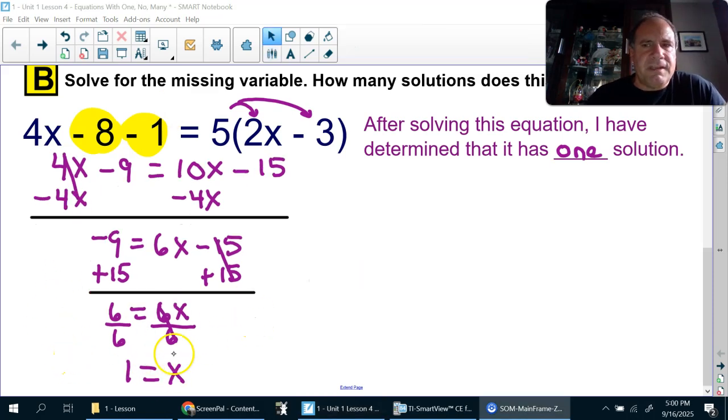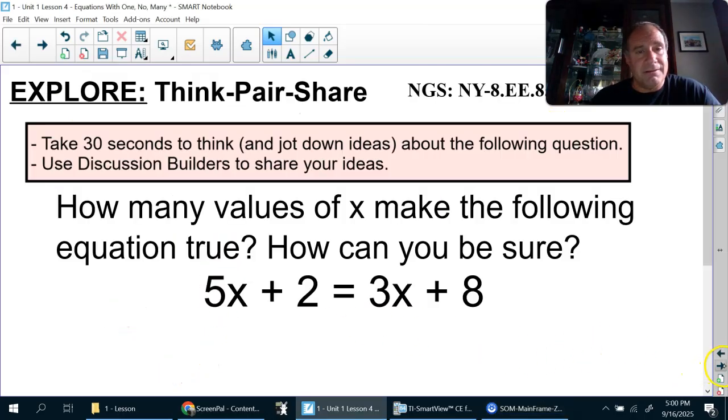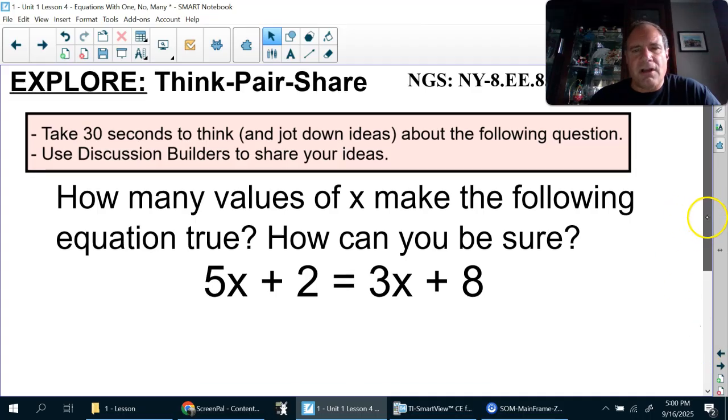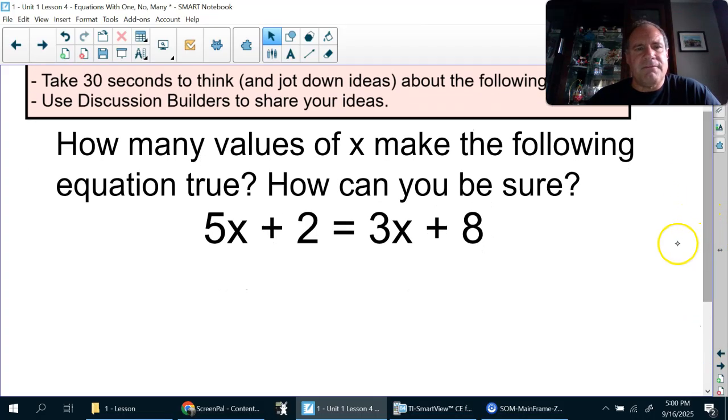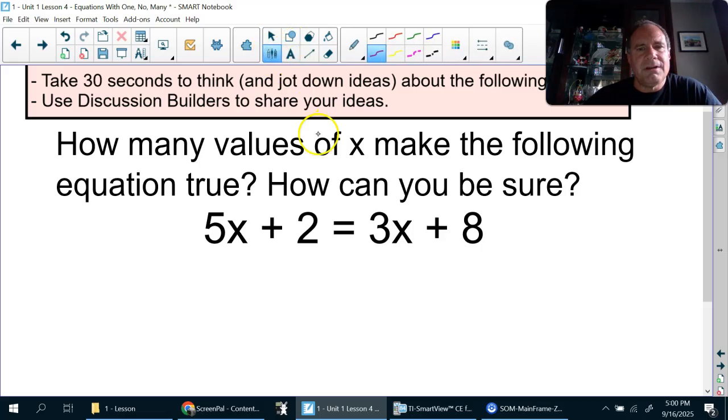And I just wanted to move this back down to here, just showing you that the x is really on the right side, and the equal sign comes straight down, and the 1 comes right down below the 6 divided by 6. This does have one solution. The solution is 1. All right, so how many values of x make the following equation true, and how can you be sure?